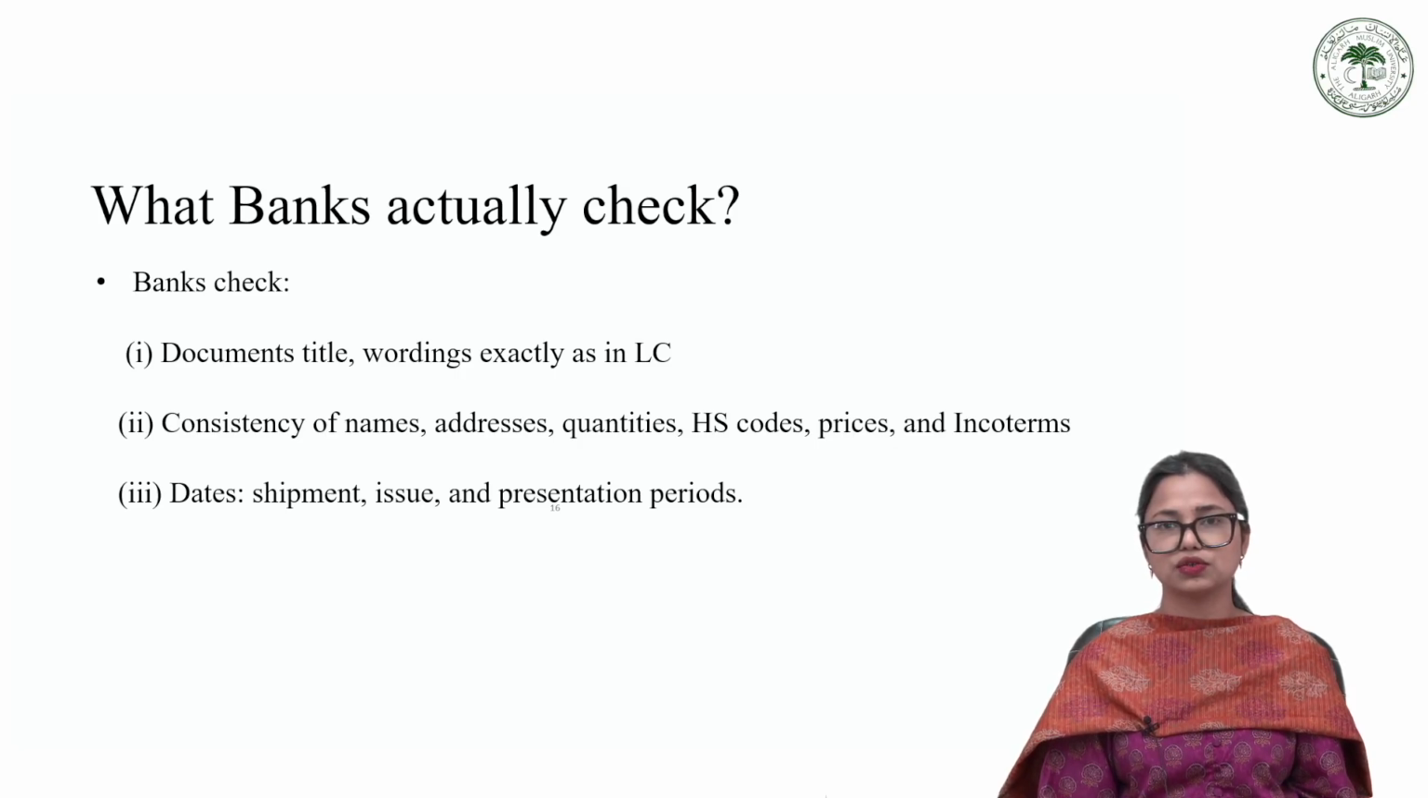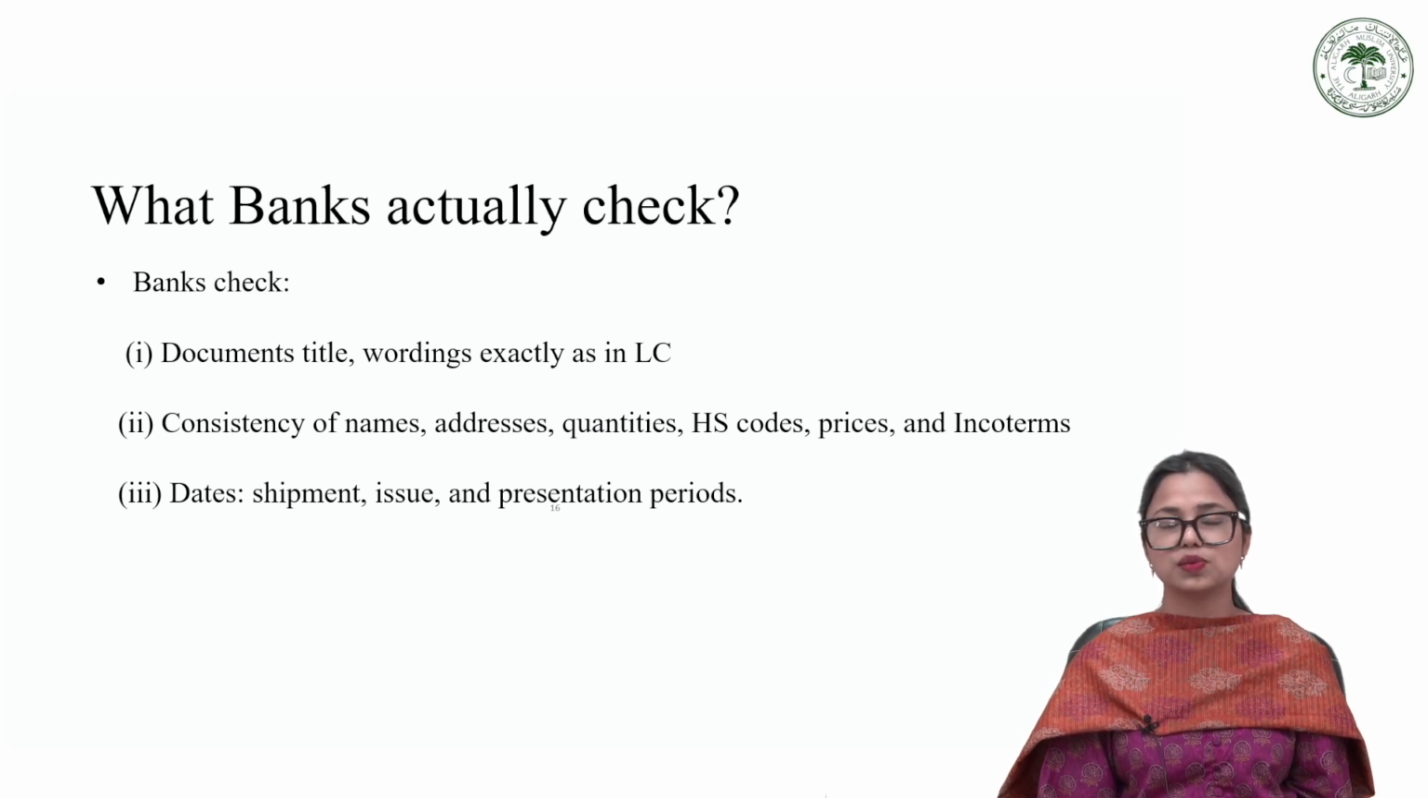Before releasing these duty drawbacks, duty scripts, e-scripts, what should the bank actually check? The banks check for document titles and wordings exactly as in the LC. At this stage, there should not be any discrepancy. If any discrepancy is found at this stage, then the exporter ceases to receive any kind of remission of duties or taxes that they paid on the import of any products that were used in the production or manufacture of the exported goods. The bank also checks for consistency in names, addresses, quantities, and specifically HS codes. There should not be any kind of inaccuracy in the mention of HS code, the prices and Incoterms.